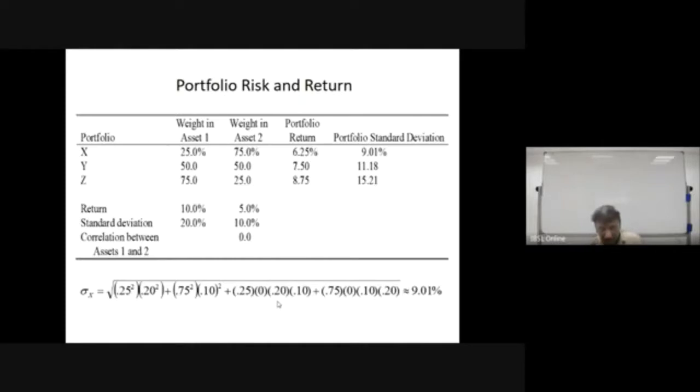Now, when you change the structure of the portfolio weightage, you see the Y portfolio is an equal weight, 50-50, and the Z portfolio is 75% of asset one and 25% of asset two. Looking at the three portfolios, the significant change you see is that the asset one component is increasing and the asset two component percentage is decreasing. So what do you see when the asset one portion is increased and asset two portion is decreased? What do you see in terms of return and volatility?